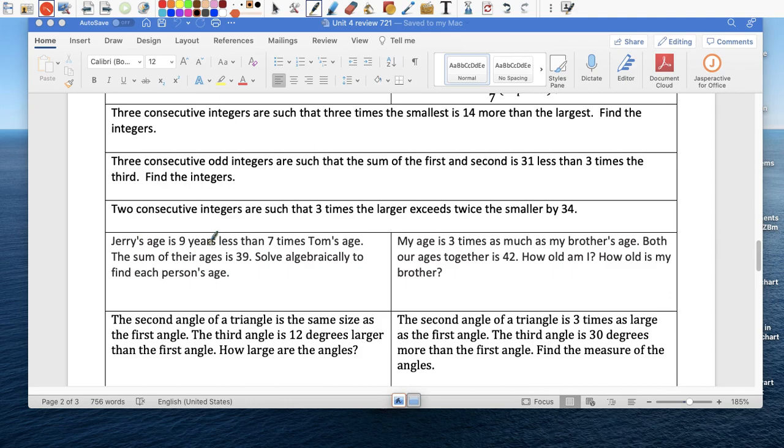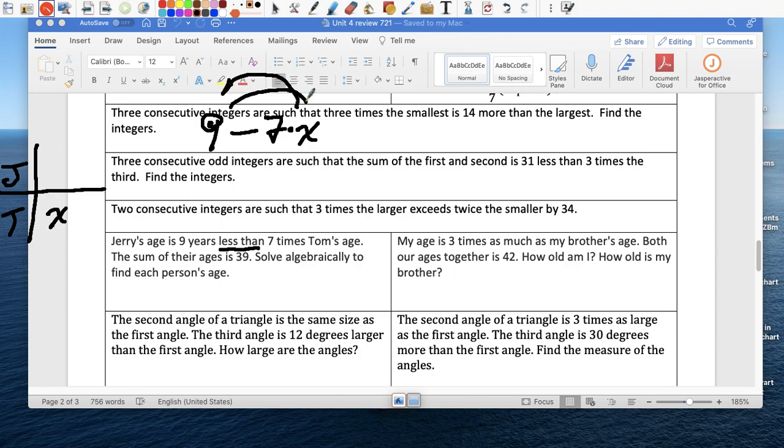All right, Jerry's age is 9 years less than 7 times Tom's age. So here's Jerry. Let's create a table. Here's Jerry, and here's Tom. So Jerry is 9 years less than, which means subtraction, 7 times Tom's age. Do we know how old Tom is? No, so we can call him Tom's age. We'll call it x. So Tom is x. Now, again, this is less than, so make sure you make that little switch, right? So Jerry is actually 7x minus 9.